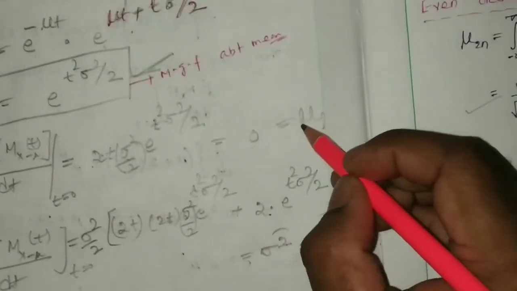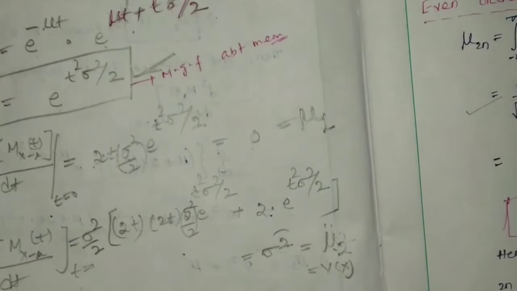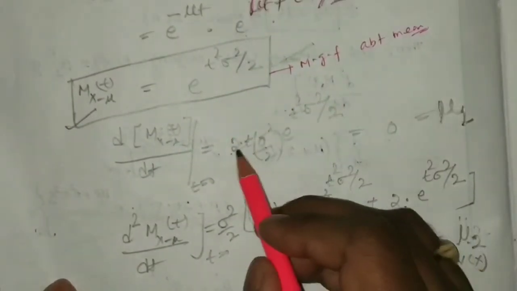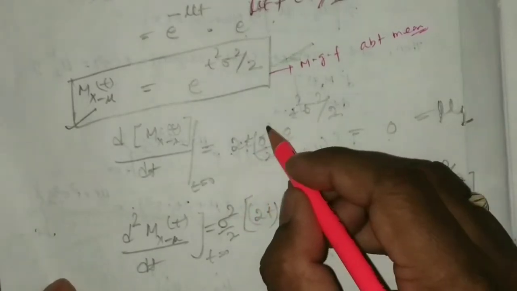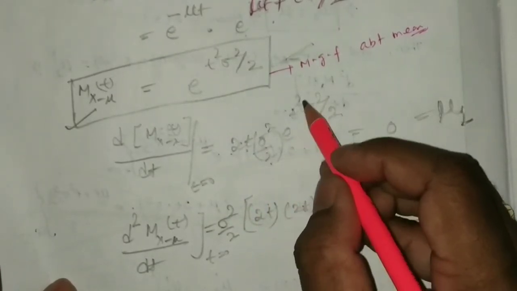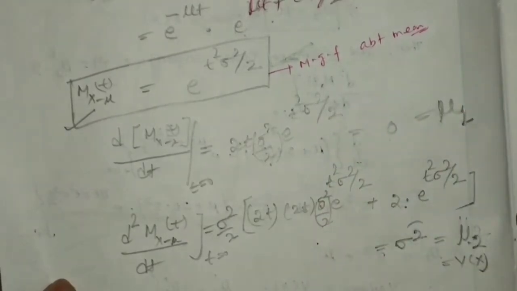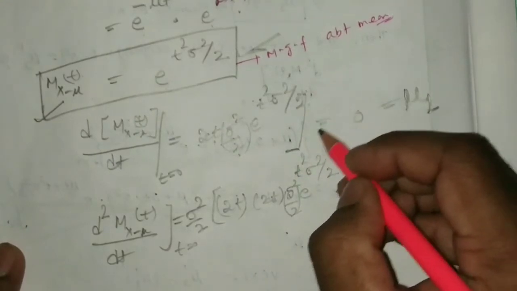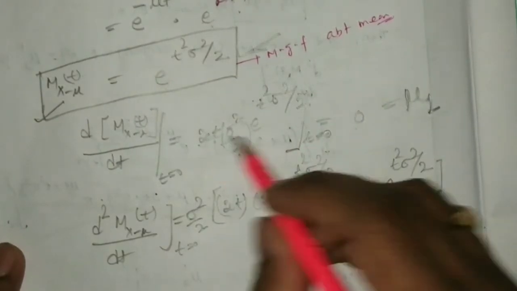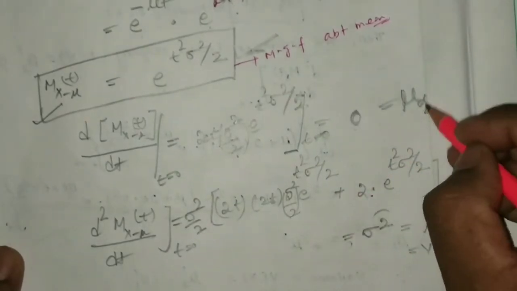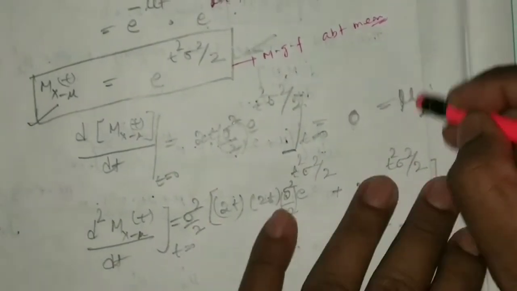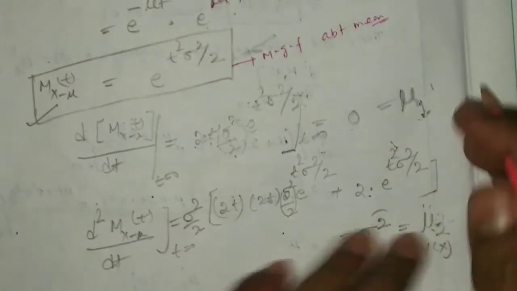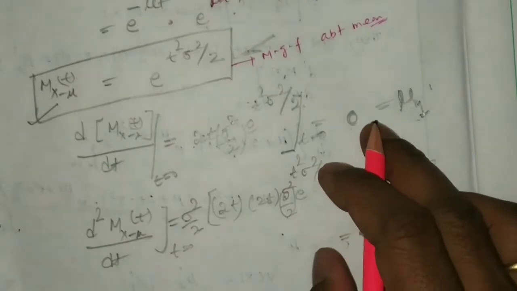It will give you mu 1, right? So just do the first derivative, how much will it be? Derivative of this one, that means 2t into sigma square by 2 into e to the power t square sigma square by 2. So now put t equal to 0. After the derivative, we have to put t equal to 0. If I put t equal to 0, I get 0. So the first moment about the mean, I found 0.